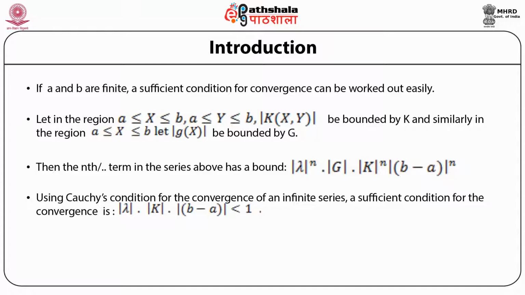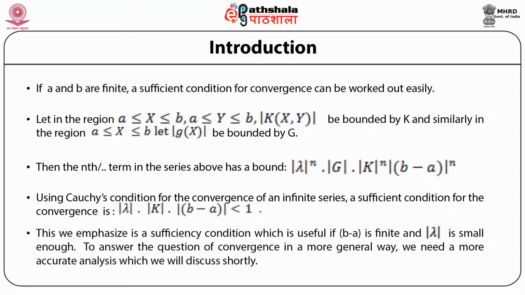A sufficient condition for the convergence is that mod lambda into mod k into the mod of b minus a is less than 1. Because if this product is less than 1, then obviously the product mod lambda to the power n, mod g, mod k to the power n, mod b minus a to the power n is less than 1.